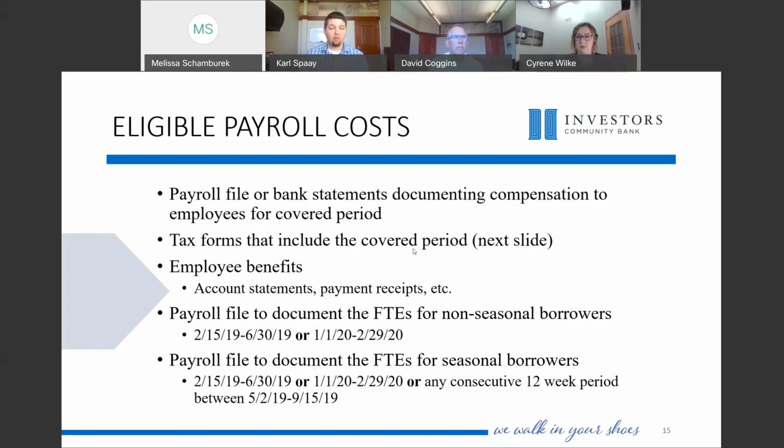And then, as I mentioned, the payroll file for the reference period, you have a couple different options here. If you're a non-seasonal borrower, and many of our customers were, it's between February and June of last year, or January and February of this year. Or if you're a seasonal borrower, you can take your pick of any consecutive 12-week period between May and September of last year. And it doesn't have to be the same as your covered period, as far as month to month. It can be any consecutive 12 weeks that's the most beneficial for you. Next slide.